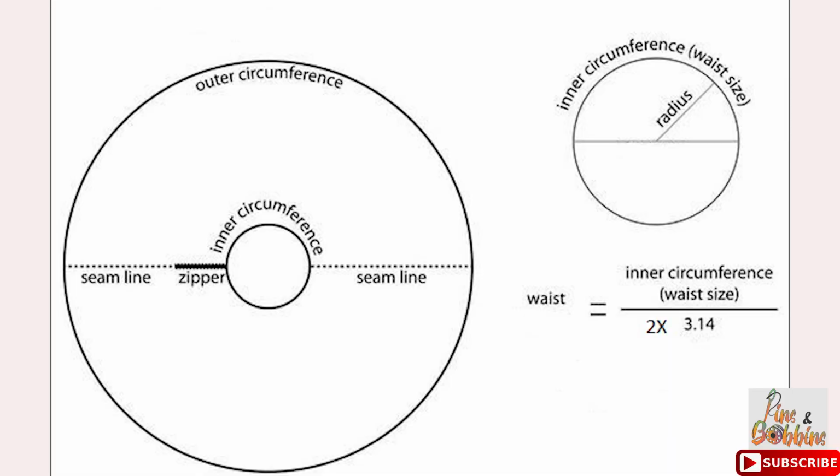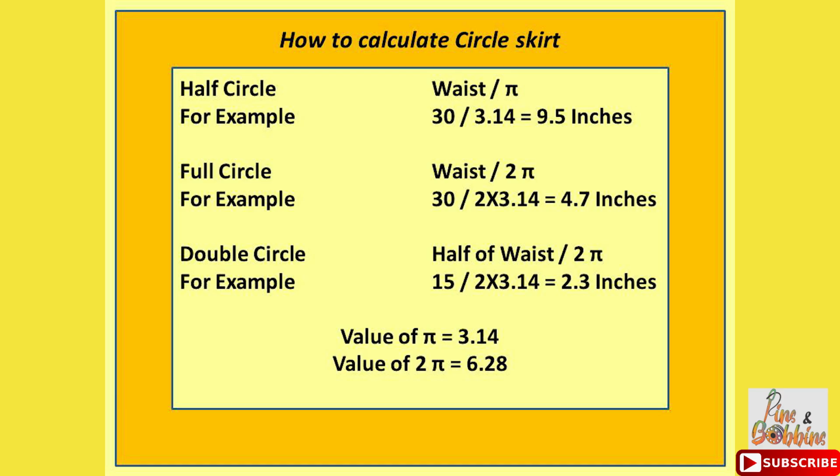The inner circle is the inner circumference, which is our waist measurement, and the outer circle is the length of the skirt. To find out the waist measurement, we need to do some calculation. That is, we need to find the radius of the inner circle. And to find that, we need to divide our waist by 2 pi. So now let's talk about this in some detail.